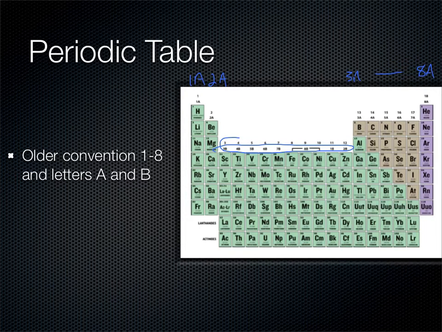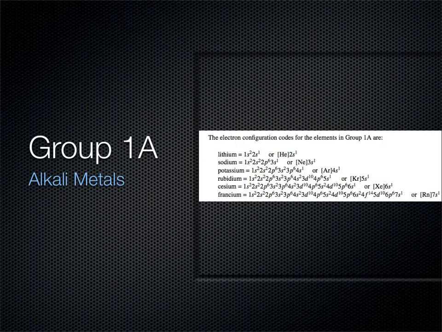Then the newer one is that you just number everything: 1, 2, 3, 4, all the way across to 18. The newer one is simple, obviously, 1 through 18, but it doesn't tell us as much. It's not as useful for us. So we'll usually use the older convention. It gives us a little bit more information about things, especially when we're working on forming compounds and so on. It'd be better. Okay, so the newer one is 1 through 18.